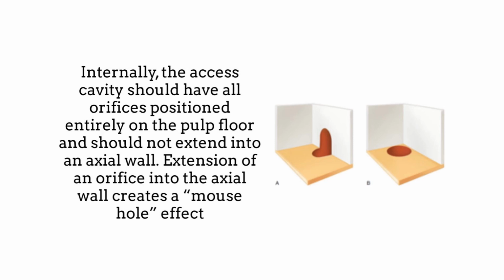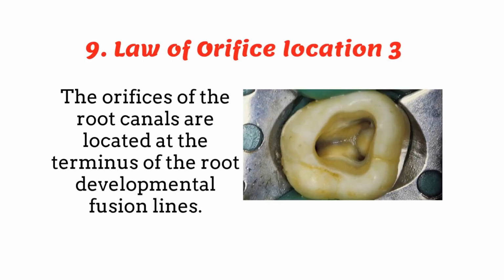This first picture, picture A, looks like a mouse hole. That means your orifice is not entirely located on the pulpal floor, and picture B is the correct way of preparing the access opening. That means your orifice, you can see, is entirely located on the pulpal floor and not extending into the axial wall. So this is the correct method of extension of your pulp chamber walls.